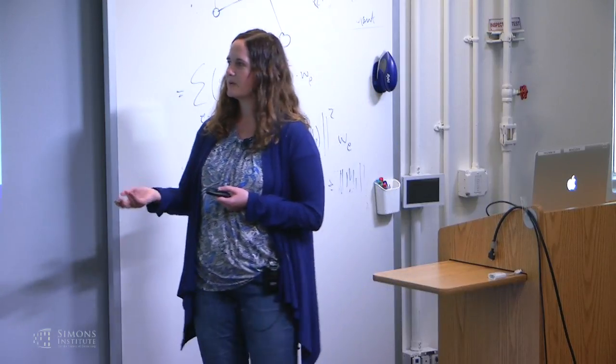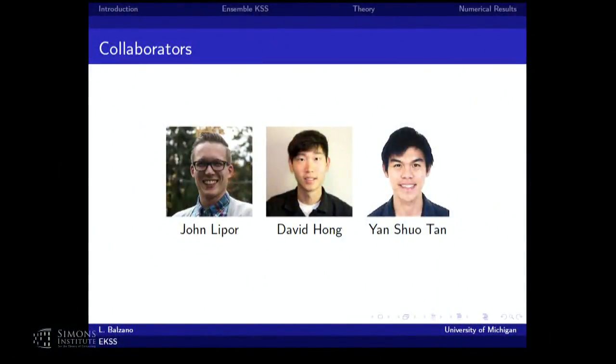So this work is joint with my past PhD student, John Lepore, who's now a professor in ECE at Portland State University. He developed the algorithm and worked with me on it in the first place. And when we saw its excellent performance and potential for theoretical developments, we also enlisted the help of David Hong, who's another PhD student at Michigan graduating this year, and Yan Shotan, who was a PhD student with Roman Vershinin but is now a postdoc here at Berkeley. So if you have any questions, you could ask any one of us four.